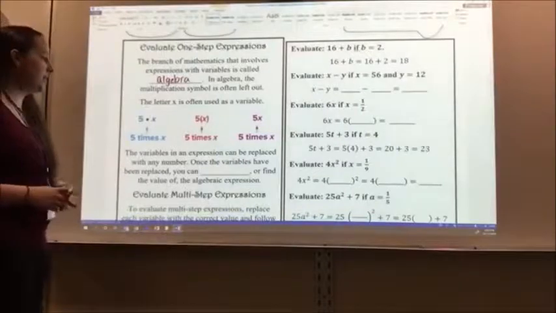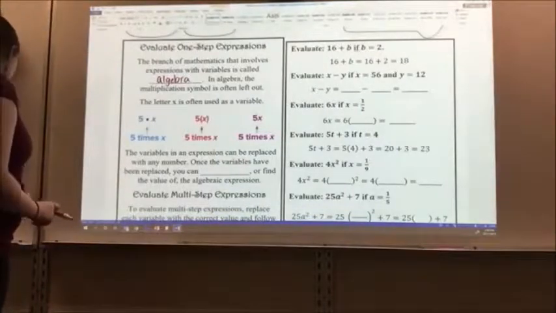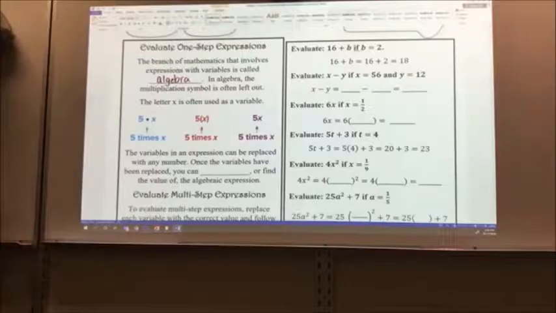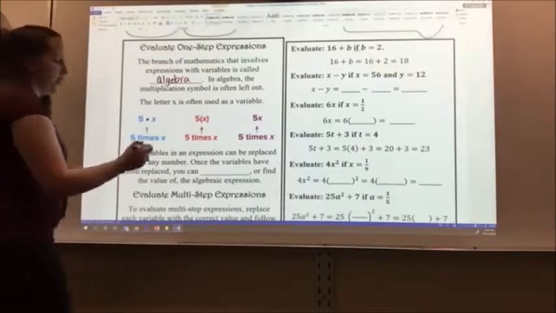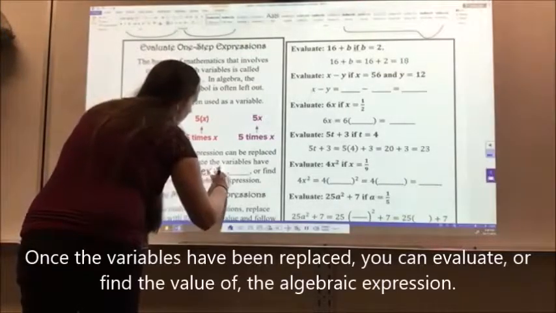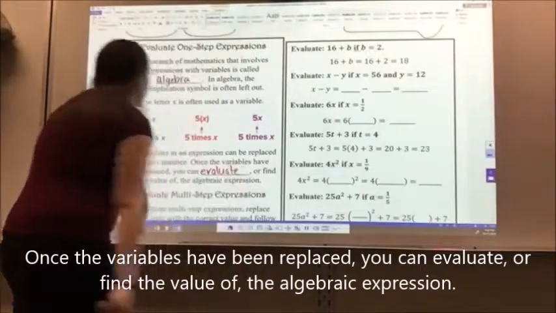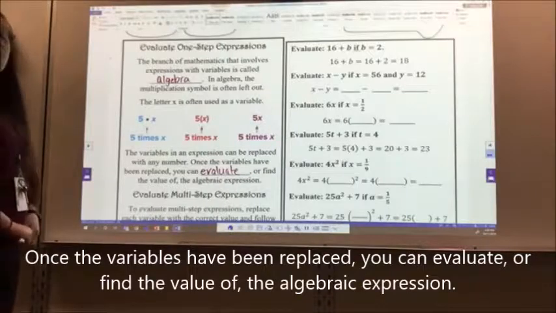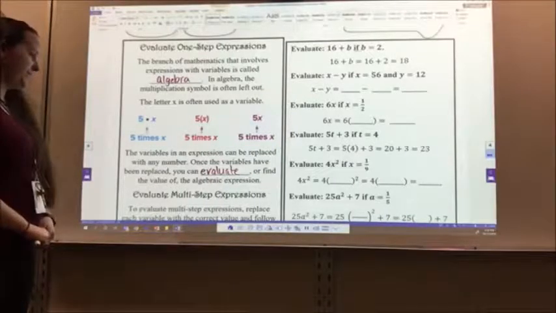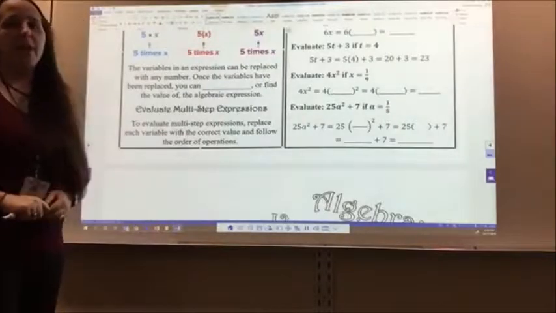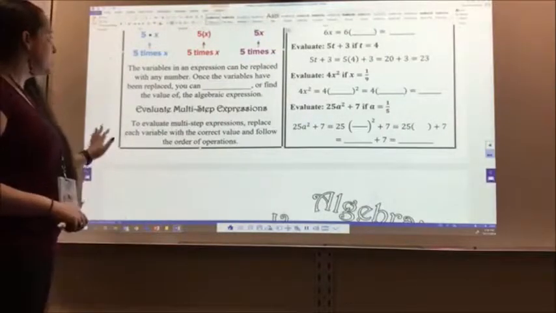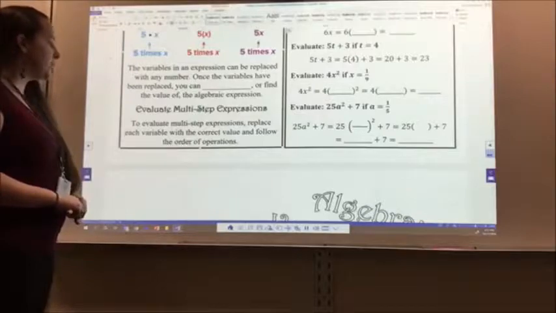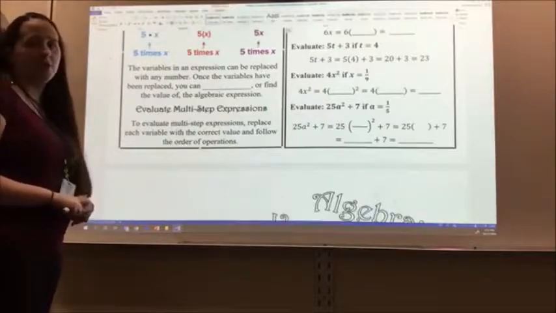So the variables in the expression can be replaced with any number. Once the variables have been replaced, you can blank or find the value of the algebraic expression. In that blank, you're going to write evaluate. So once the variables have been replaced, you can evaluate or find the value of the algebraic expression. To evaluate multi-step expressions, replace each variable with the correct value and then follow the order of operations.